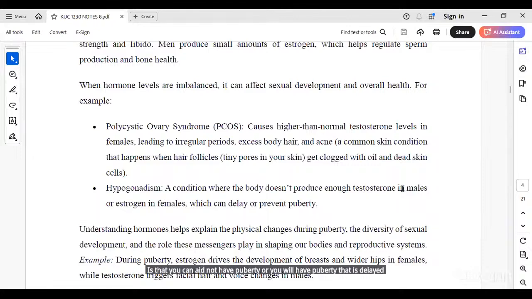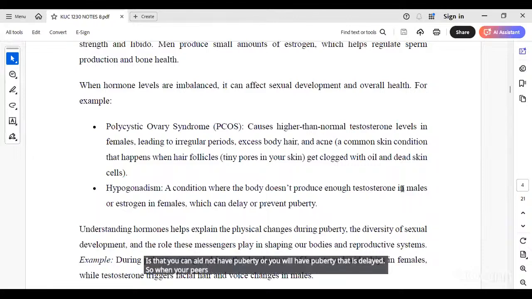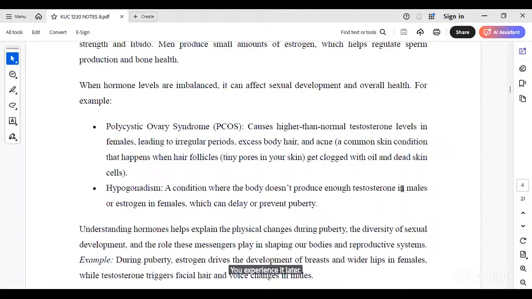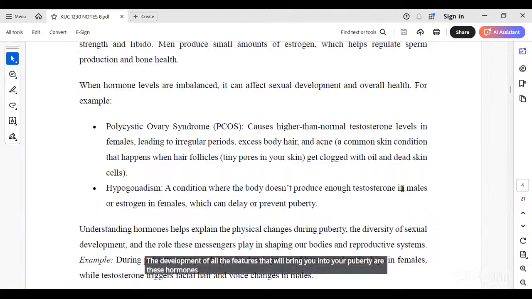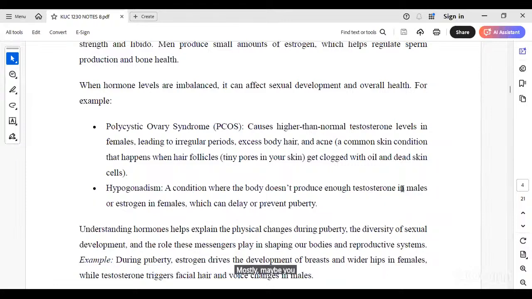So when your peers are experiencing puberty, you experience it later, because what will signal the development of all the features that will bring you into your puberty are these hormones. But if they are not there at the correct amount, then the development of that stage will either not happen at all or it will happen at a delayed time. Mostly, maybe you've had a friend, when you are experiencing your menses, they are not.